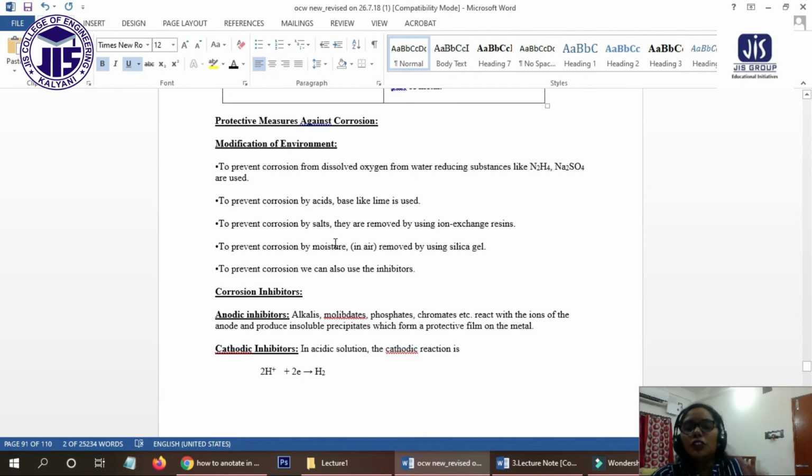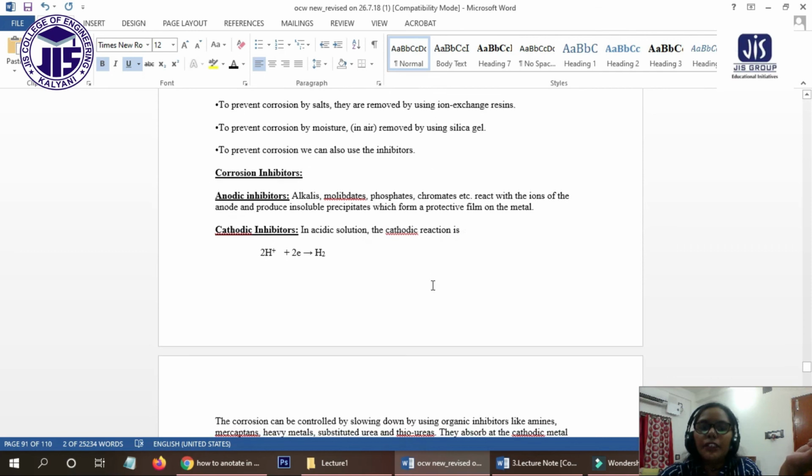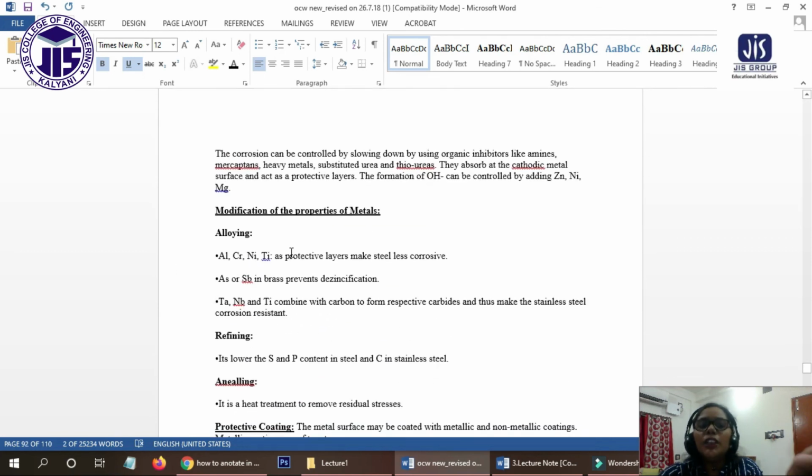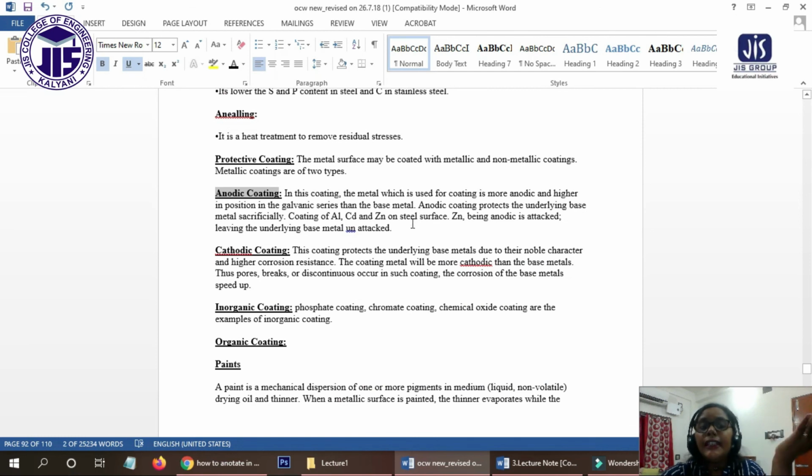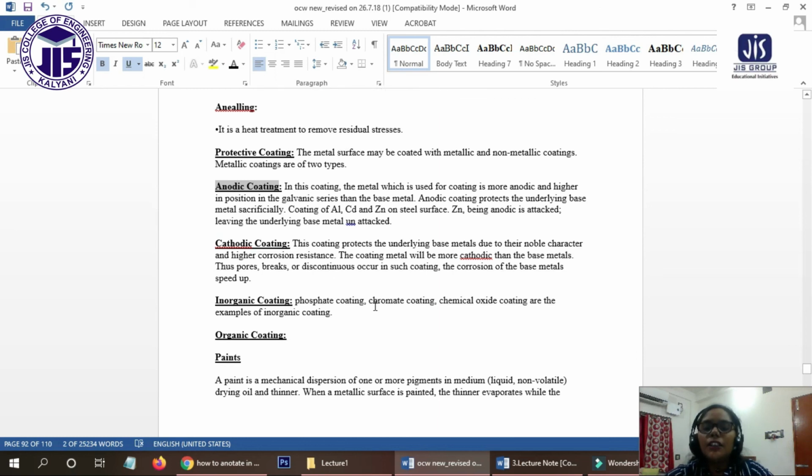For prevention procedure, there are two aspects. One is modification of the environment, and the second is modification of the properties of the metal. The third thing that we can do is the metallic coating procedure. Generally coatings are of three types: organic coating, inorganic coating, and metallic coating. Metallic coating is again of two types: anodic coating and cathodic coating. So this is the total corrosion and control chapter.